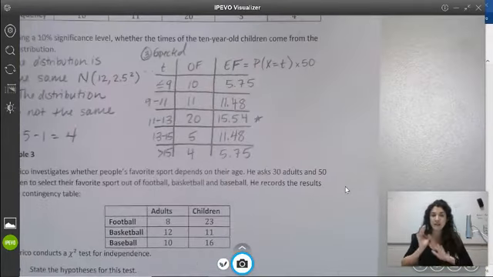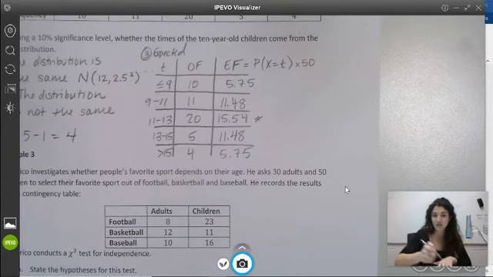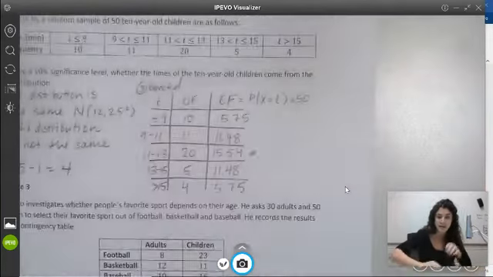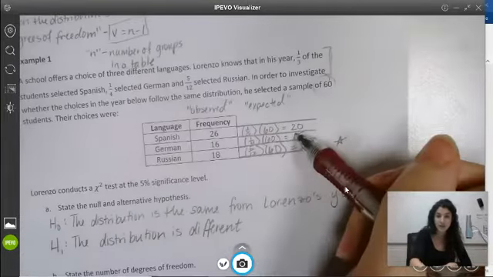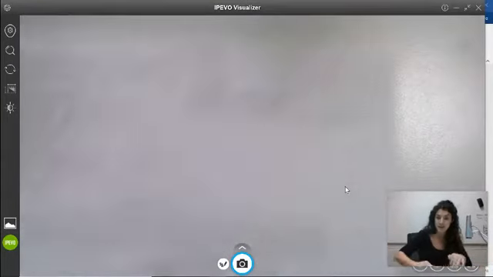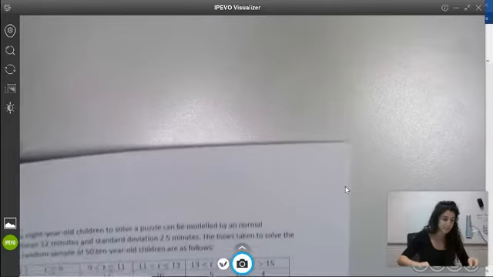So those are all of our expected values, and that's how you find expected values: you take the probability and multiply it by the sample size. We did it here as well. We took the probability and multiplied it by the sample size, and that's where our expected values come from.